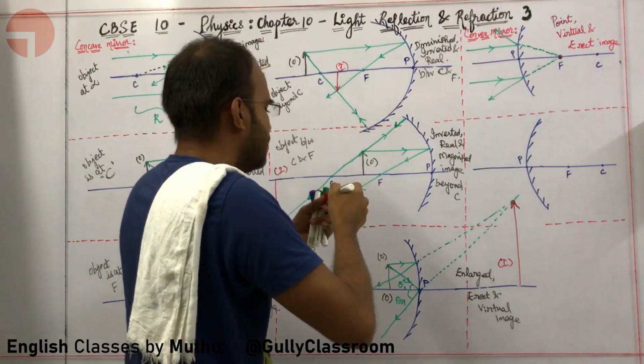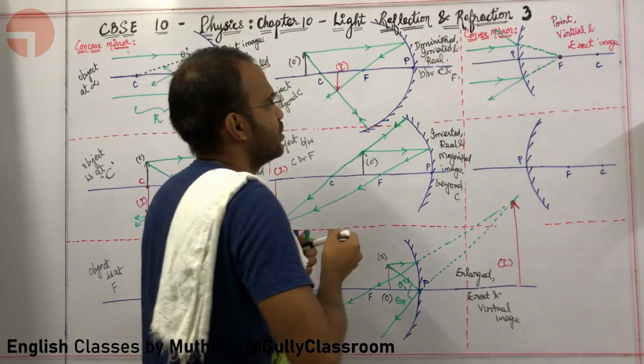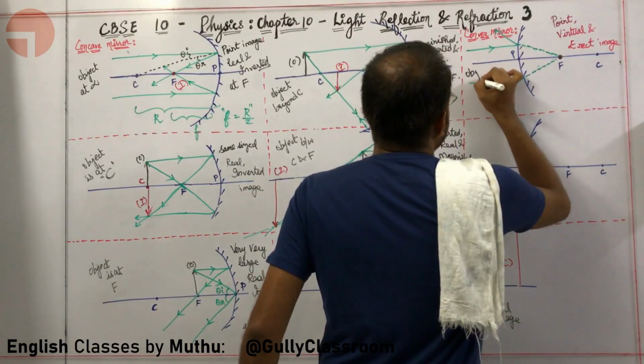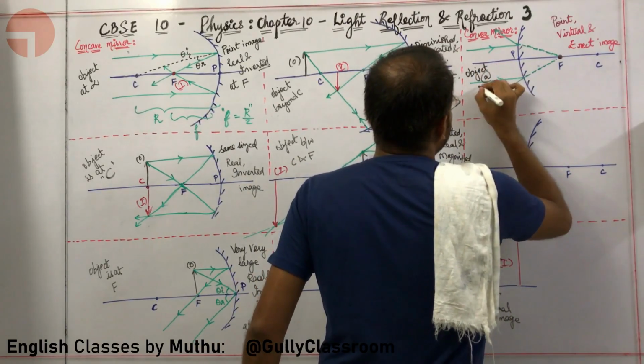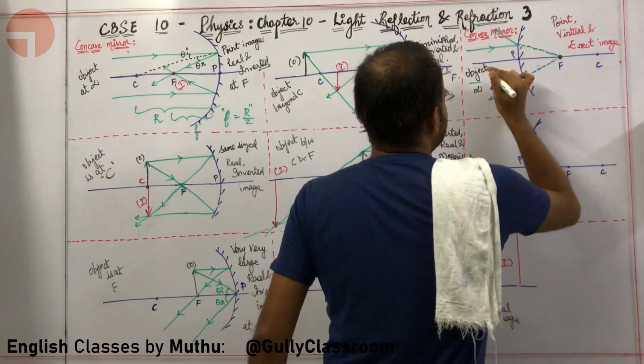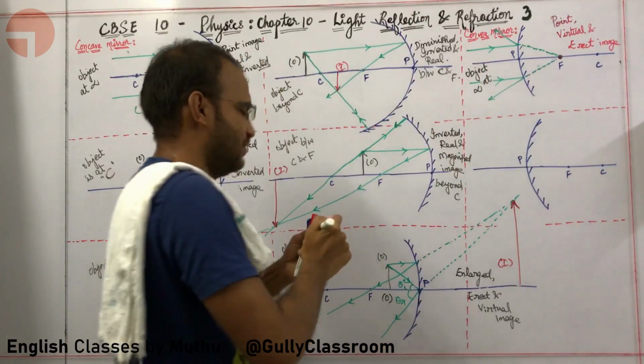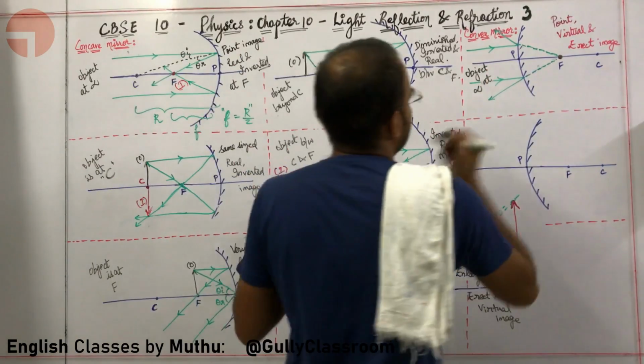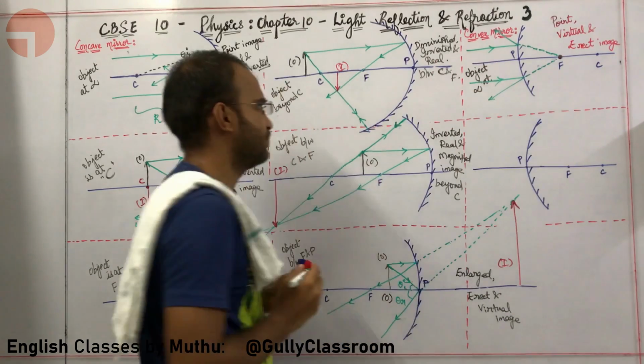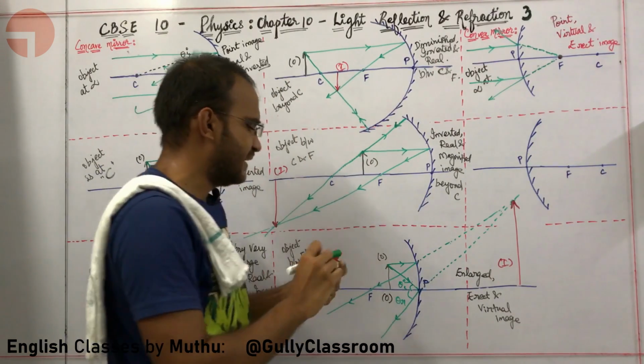Are you comfortable? So, where are you getting the object? The object is at infinity. Here, the object is at infinity. Let me draw the light ray over here. That is fine. What is the next thing, sir?